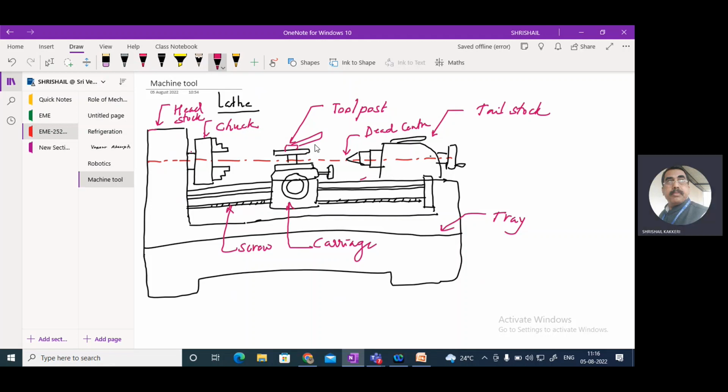So we have understood the chuck, the headstock, tailstock, dead center, the bed, the tray, the foundation, the carriage, and the tool post. These are the important components of the lathe. Any lathe you take, these will become very, very important. Now after this, let me have a small discussion before I get into the other thing.